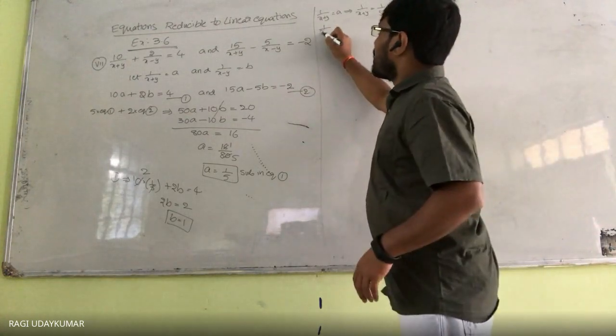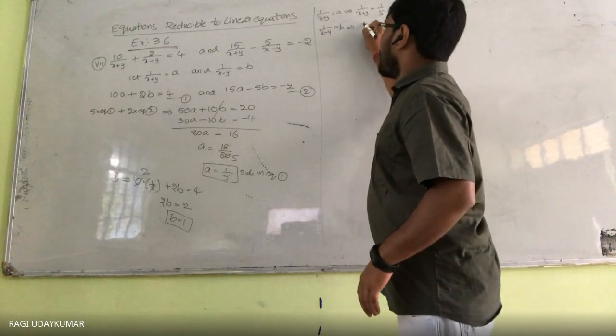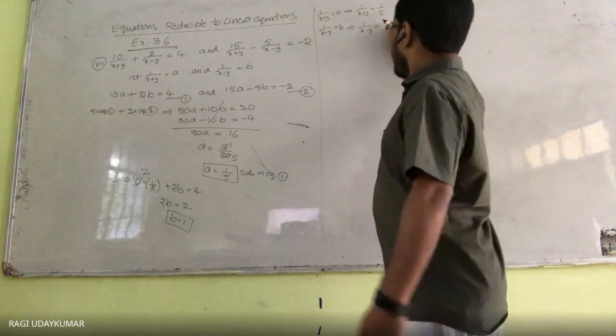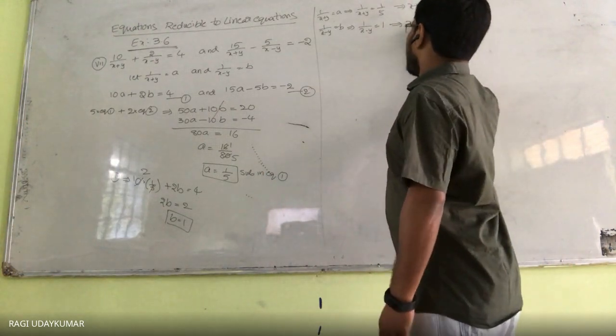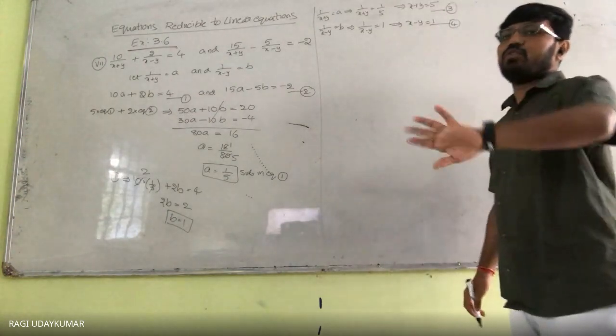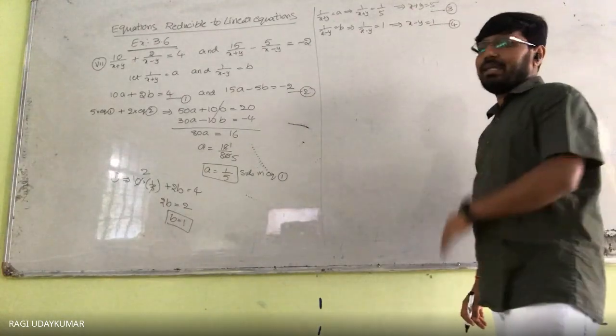So we are considering 1 by x minus y is equal to b. This implies 1 by x minus y is equal to b, and the value of b is 1. So from this, x minus y is equal to 1. Now you have to solve equation number 3 and 4.